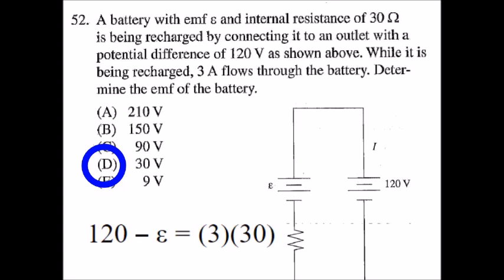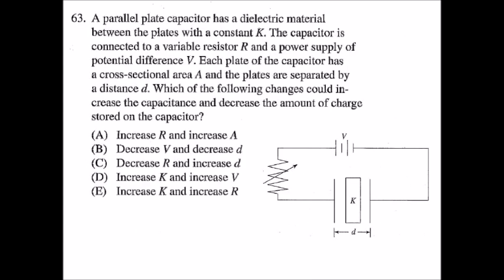So watch it. Number 63, i.e. 28. A parallel plate capacitor with a dielectric material between the plates with a constant K. Not kappa this time, but K. The capacitor is connected to a variable resistor R and a power supply of potential difference V. Each plate of the capacitor has a cross-sectional area A, and the plates are separated by a distance D. Which of the following changes could increase, okay, we got to write this down, increase the capacitance, increase C, and decrease Q. Increasing C and decrease Q, that's kind of strange.